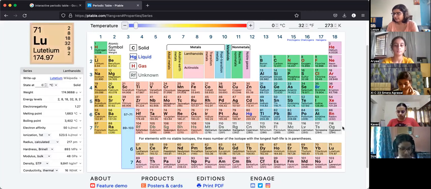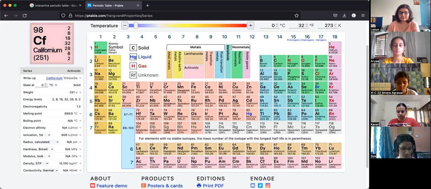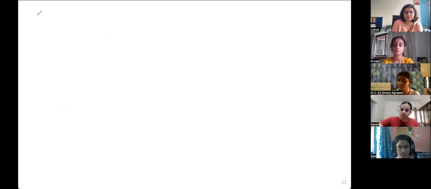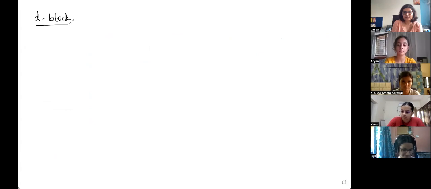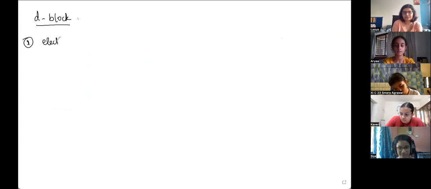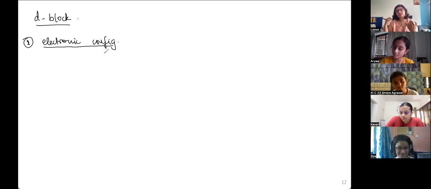Okay. Now we'll get into the details of it. All right. So we'll stick to d block first, and then we'll look at f block. So in d block, the first thing that we talk about is electronic configuration. Similar to your s and p block, we'll talk about electronic configuration, atomic size, ionic size, ionization enthalpies, oxidation states, the same properties.